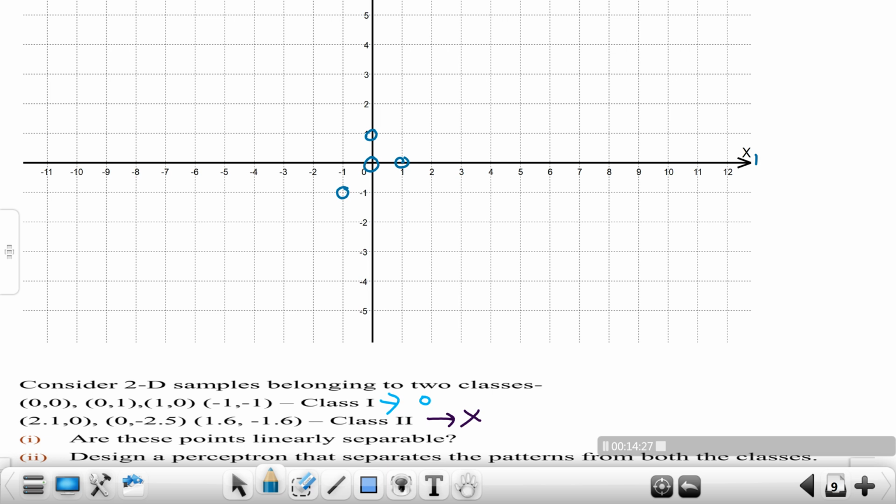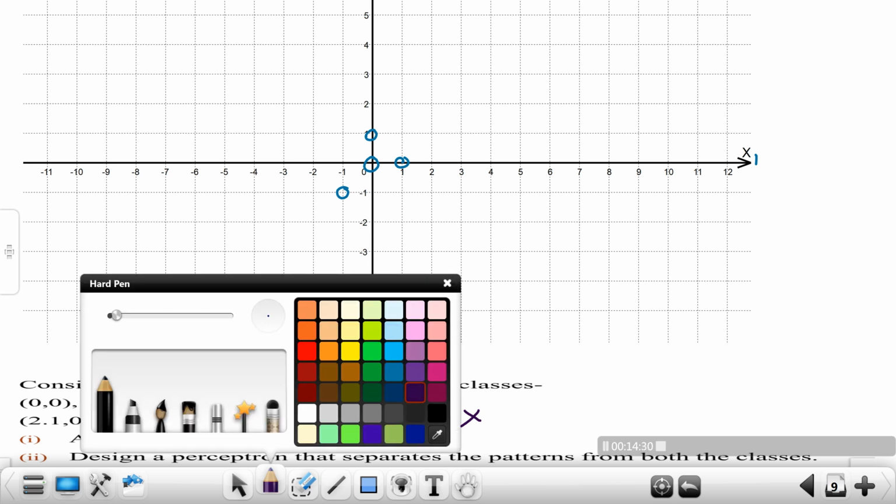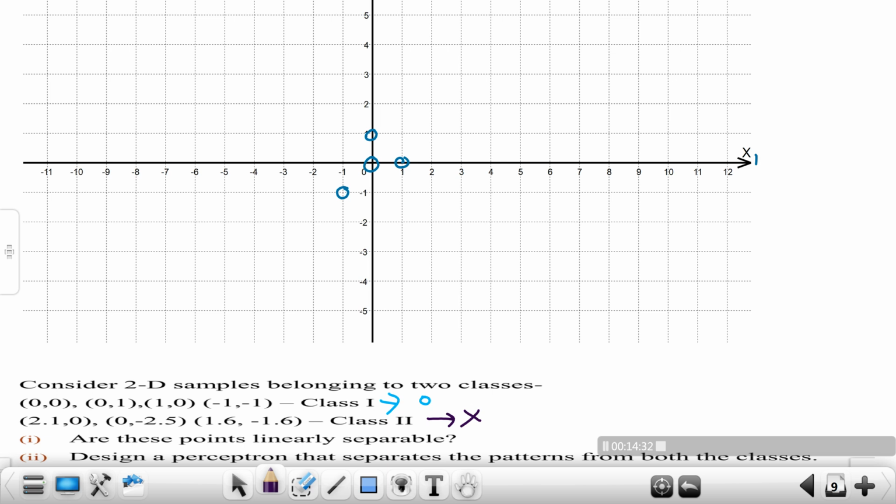Now we go to the second class points, which are indicated as x. So which are those points? 2.1, 0. Where is 2.1, 0? Somewhere here I am marking it as 2.1, 0. Next is 0, minus 2.5, which is somewhere here. And the next point is 1.6, minus 1.6, so around here will be the point. So all these points are plotted.